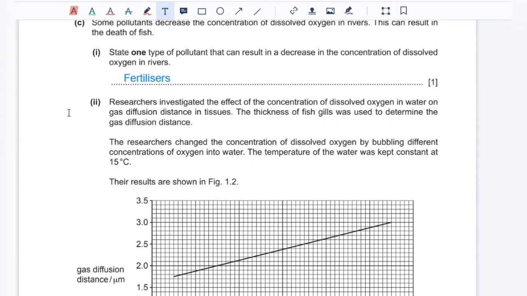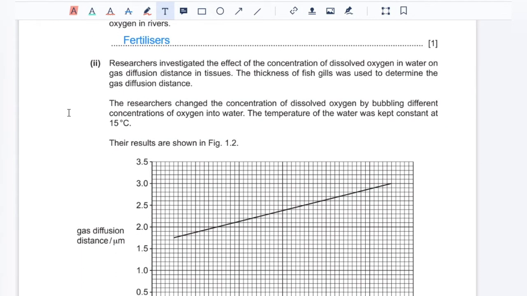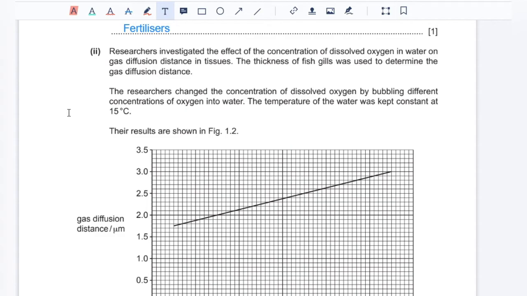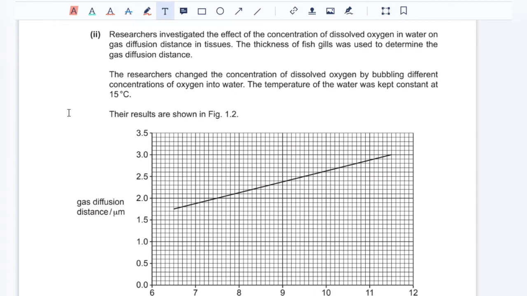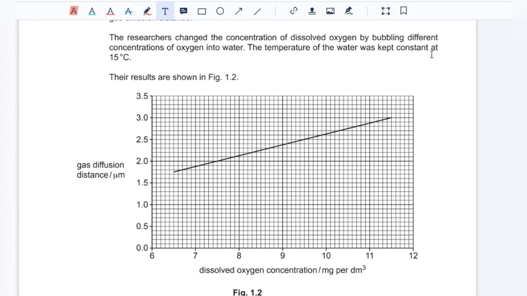2. Researchers investigated the effect of the concentration of dissolved oxygen in water on gas diffusion distance in tissues. The thickness of fish gills was used to determine the gas diffusion distance. So in other words, these researchers are investigating how changing the concentration of dissolved oxygen in water changes with the thickness of fish gills. The researchers changed the concentration of dissolved oxygen by bubbling different concentrations of oxygen into water. The temperature of water was kept constant at 15 degrees Celsius.